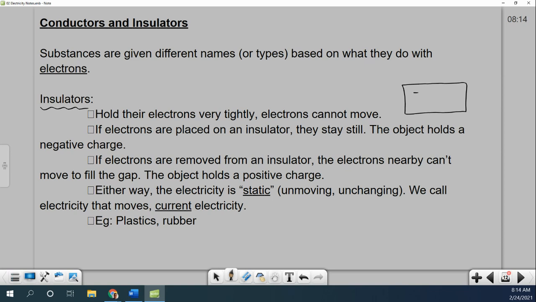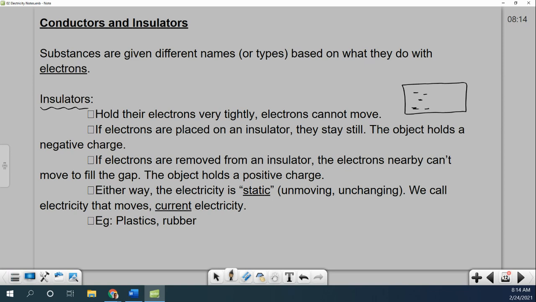So here's my insulator. If I put a couple negative charges on this end over here, they're going to stay there. They won't spread out through the object. They're stuck. They don't move very well, which means the object holds a negative charge.